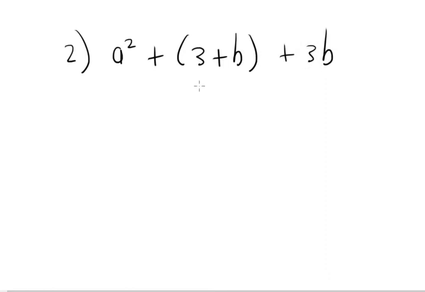Number 2, I've got a squared plus 3 plus b plus 3b. So in this case over here, I first have to get rid of the brackets. So a positive times a positive is a positive, and then a positive times a positive is a positive. Once again, I can either group these together, which doesn't really take us anywhere, or I can decide I want to group these two together over here.